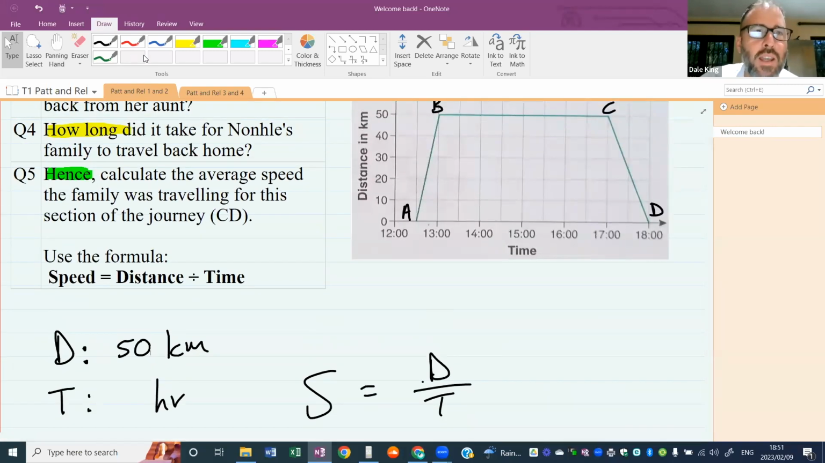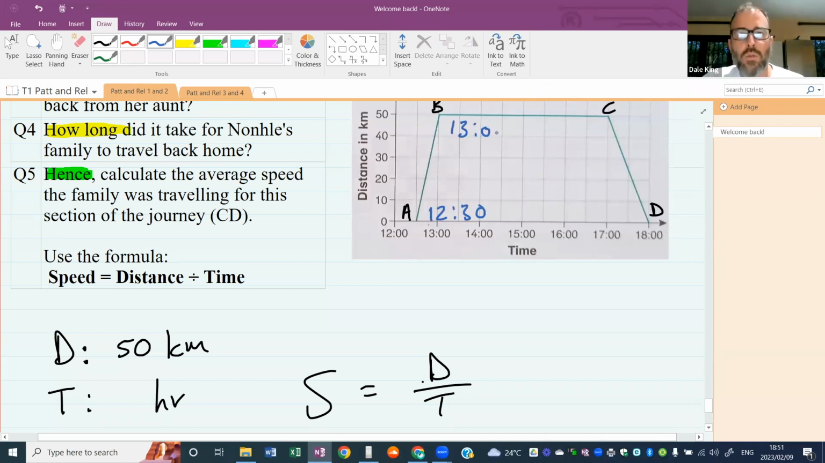And like Pabalo said, it's from 12:30 to 1 o'clock. So at A, the time was 12:30, and at B, the time was 1 o'clock. Now, you guys will look at that and say, it's 30 minutes straight away. Yes, it is 30 minutes. You're absolutely right. But how much of an hour is 30 minutes? Well, 30 minutes is 0.5 hours.